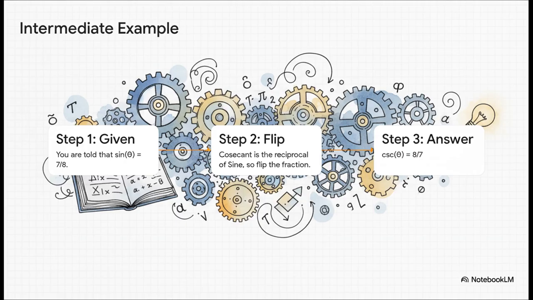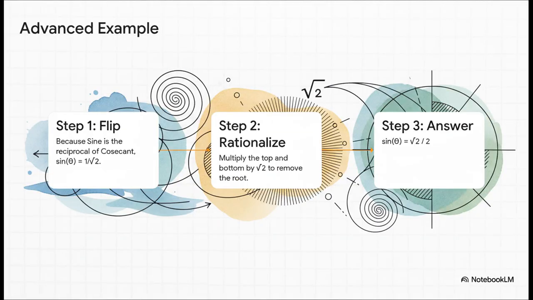All right, check this next one out. It looks more complicated, but it's actually way easier. If you're told the sine of an angle is 7 over 8, what's its cosecant? You don't need a triangle, you don't need Pythagoras, you don't need anything except that one core idea. Cosecant is the reciprocal of sine. So you literally just flip the fraction. The answer is 8 over 7. Done.